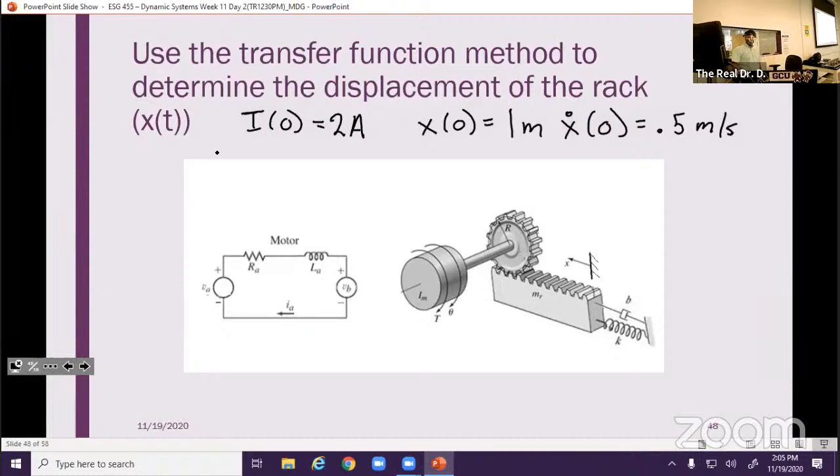The question is asking us to use the Laplace transform method to determine the displacement x of t. Right, and I'm not going to run through how to do the model. Well, I guess technically, yeah, you could run through it. May as well.